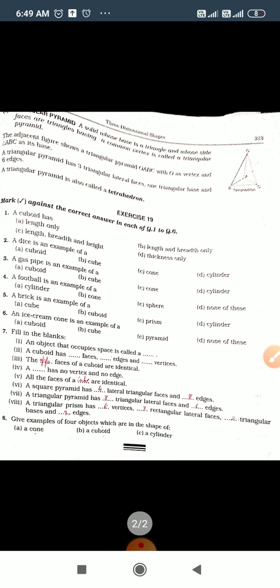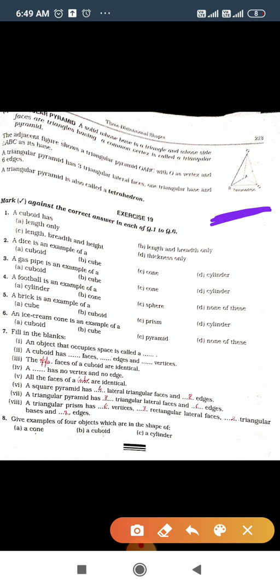What do we call a triangular pyramid? Tetrahedron. You also say tetrahedron. This is important. You have learned the basic concept of this chapter: vertex, edges and faces, also the whole figure.